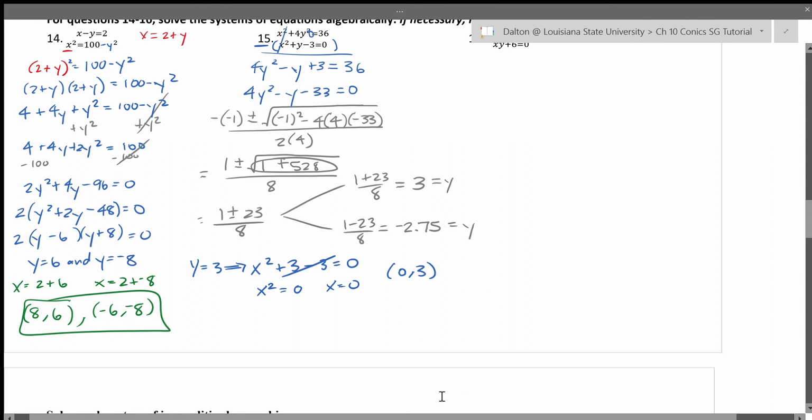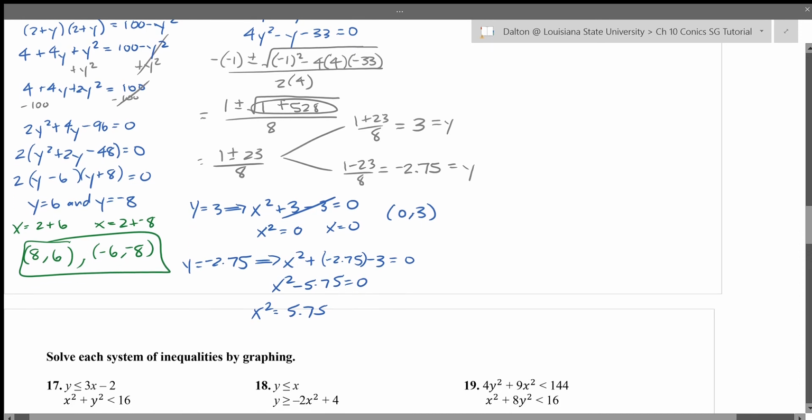-2.75 to plug in. So when y is equal to -2.75, I'm going to get x squared plus -2.75 minus 3 is equal to 0. So then I get x squared, -2.75 minus 3 is -5.75 equals 0. So I'll add that to both sides. I get x squared equals 5.75. And then I'm going to take the square root of both sides. And I should have written this in the directions, and I apologize. First of all, when you take the square root, it's going to be plus or minus.